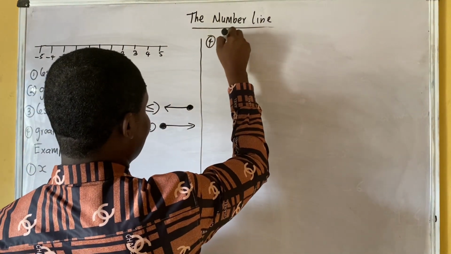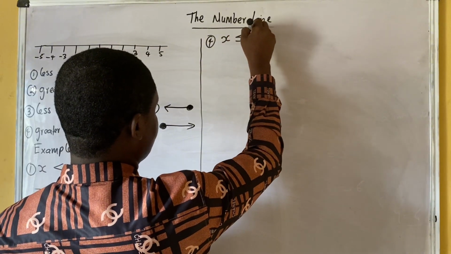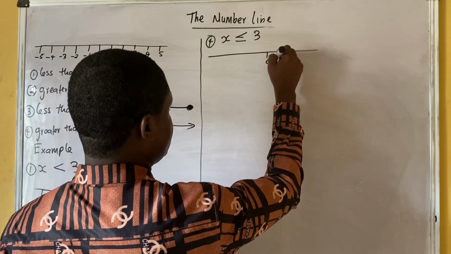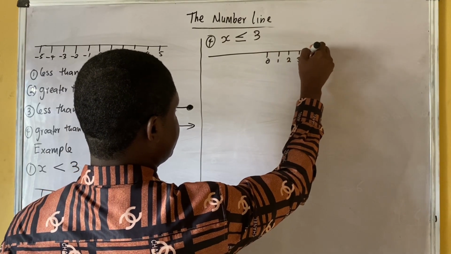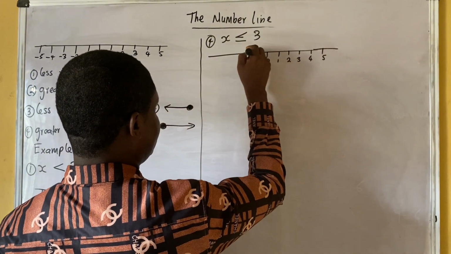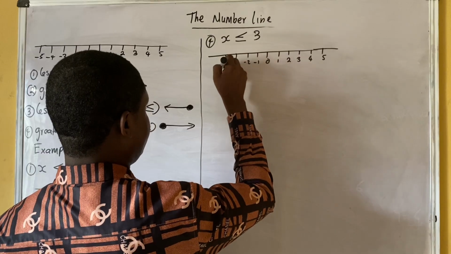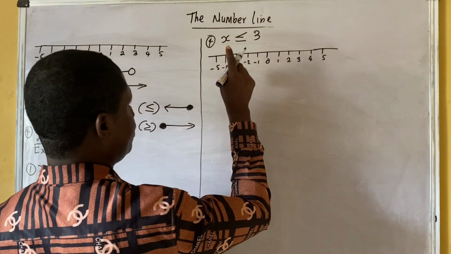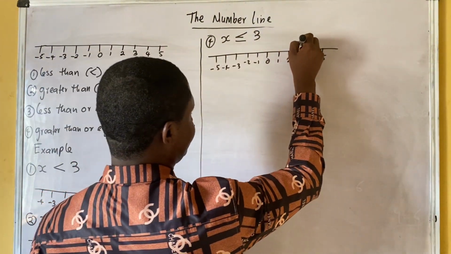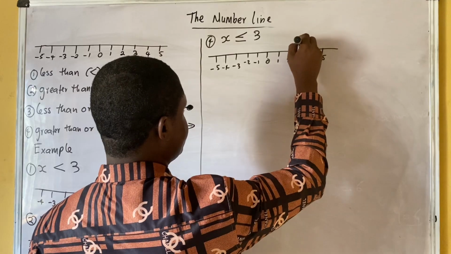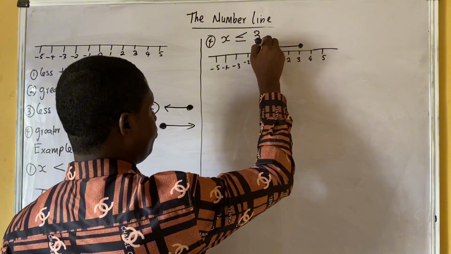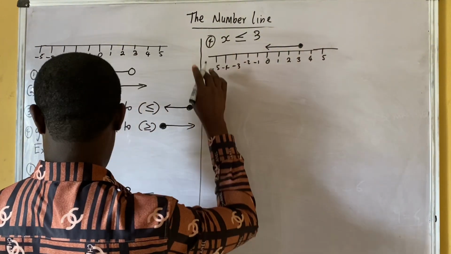So let's look at the third one. If you have x is less than or equal to 3, so here is our number line. This is 0, this is plus 1, plus 2, plus 3, plus 4, plus 5, and here is minus 1, minus 2, minus 3, minus 4, minus 5. So we have x is less than or equal to 3. That means our circle should be on 3, and it should be shaded. Since it is less than or equal to, it should be shaded, and the arrow should be pointing backward.